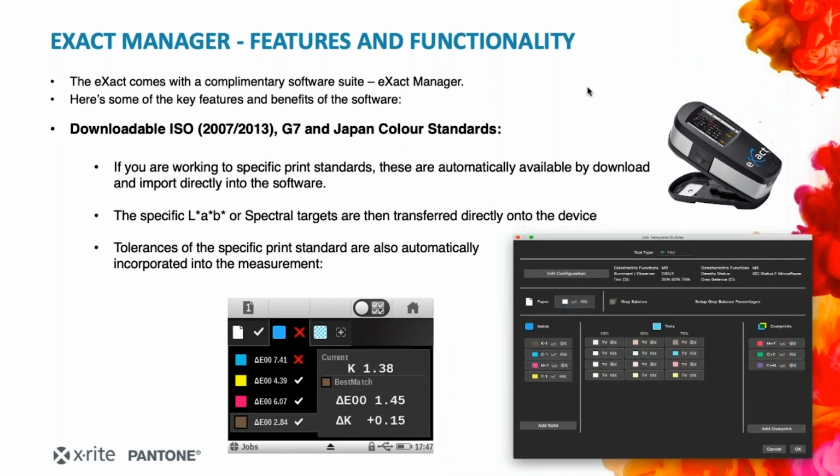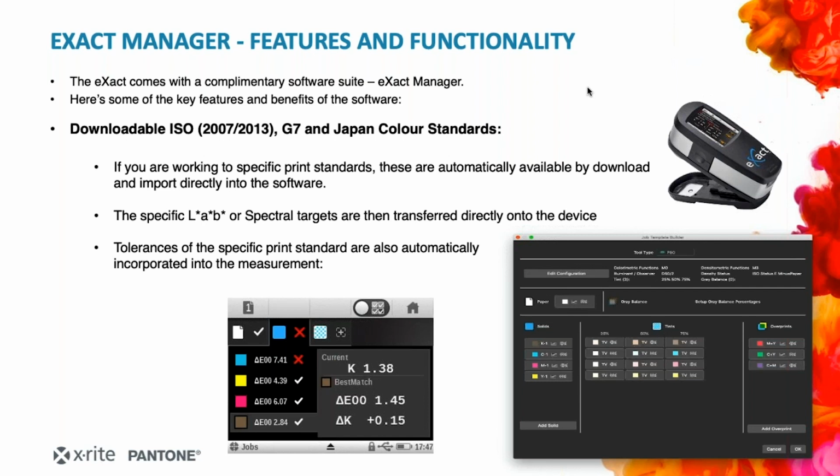If you want to conform to international print standards rather than just your own internal workings, then these are also directly available through eXact Manager. There's a download button in the software for the job templates. It will download to your local Mac or PC all of the master job templates built around these international print standards, whether you're working to G7, whether you're working to ISO, Japan Color, etc. Okay, these are pre-built, so you don't need to measure anything at all.